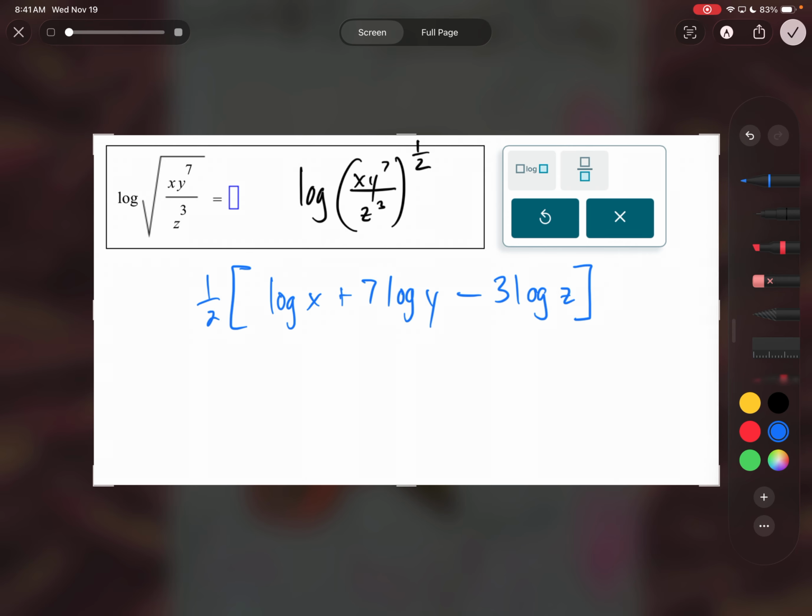We can do one right here. If I had log, it doesn't really matter. X to the 5th, y. Wait, let's do... Oh man.